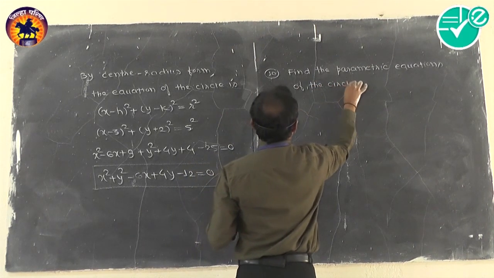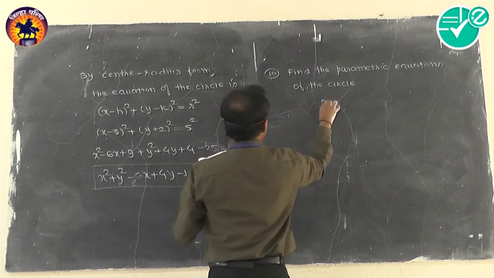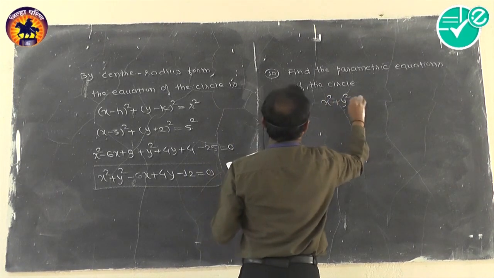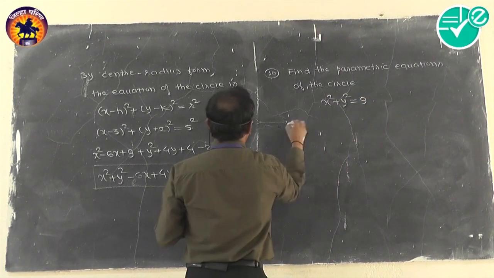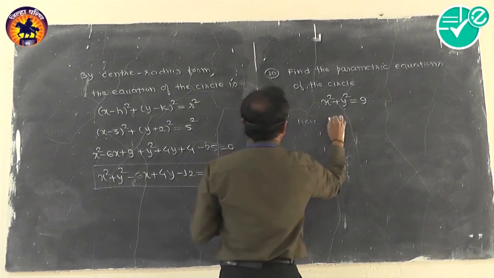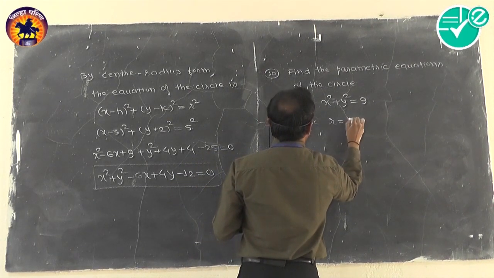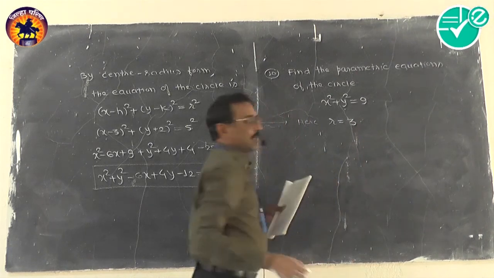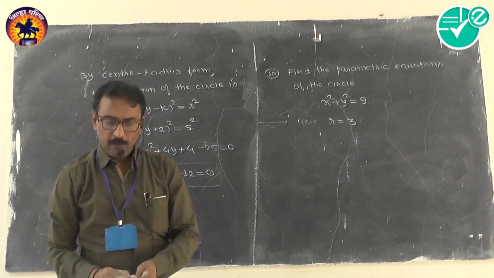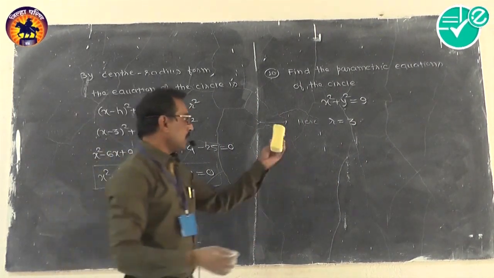Find the parametric equations of the circle. The circle is given to be x square plus y square equal to 9. Here the radius is 9, it is r square, so that's why the radius is 3.